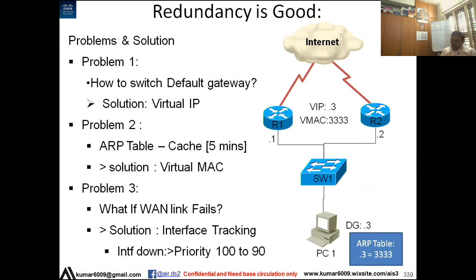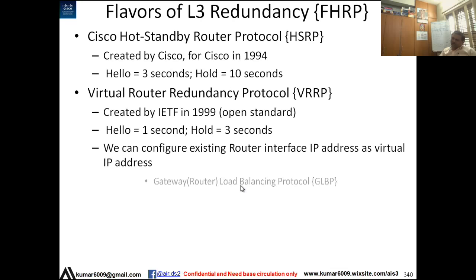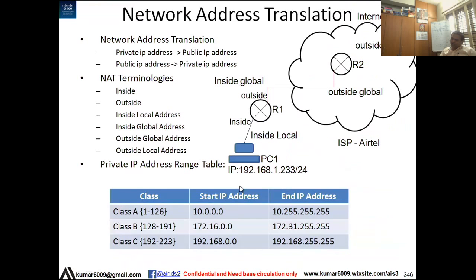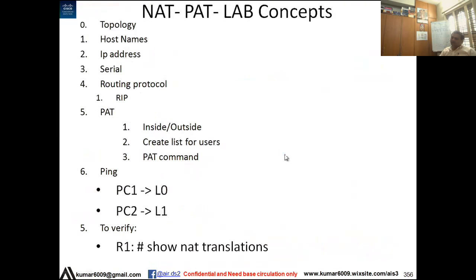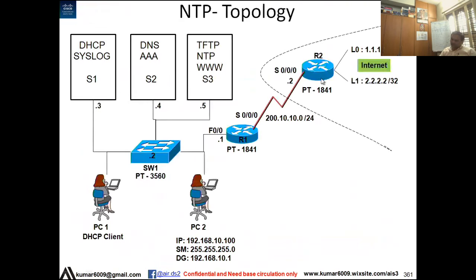So tomorrow I want you to do NAT and NTP, Malikarjun. NTP topology, slide number 349. You prepare it, and you have to be able to ping from PC1 to loopback 0, PC2 to loopback 1. Write it down. You have to create 3 labs. One lab you create, then copy paste the file and change it. One lab for PAT, one lab for NAT. Next, the NTP lab. This is the topology.